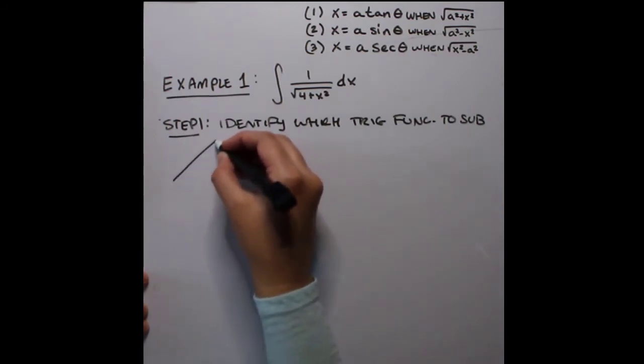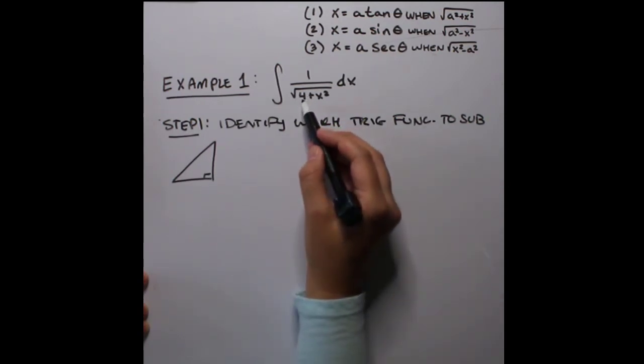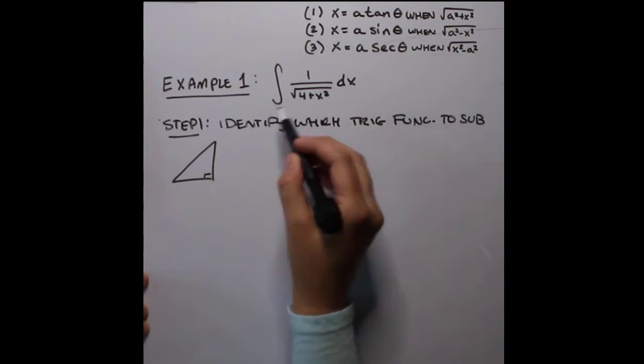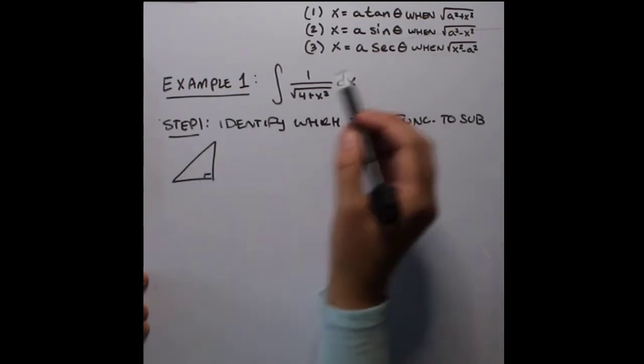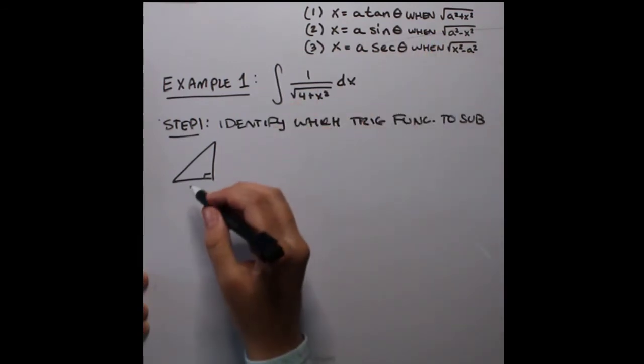Right now, let's see, if I draw my right triangle, I have something squared plus something squared, so it's got to be the hypotenuse. And so let's say I'm basically saying, if I didn't know this, if I didn't know when to use these.